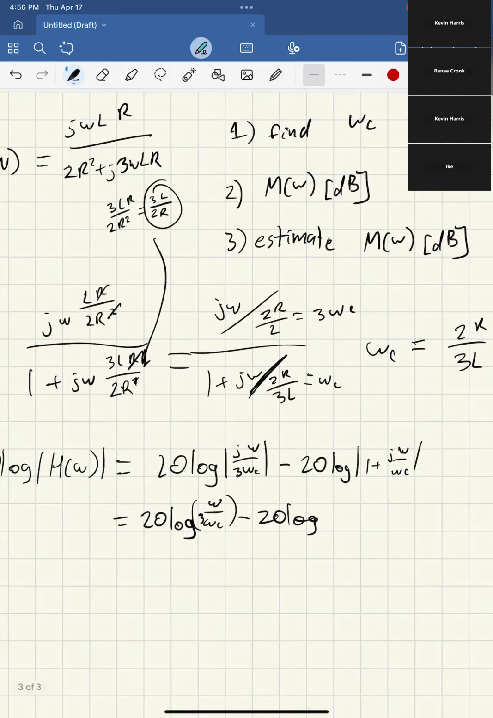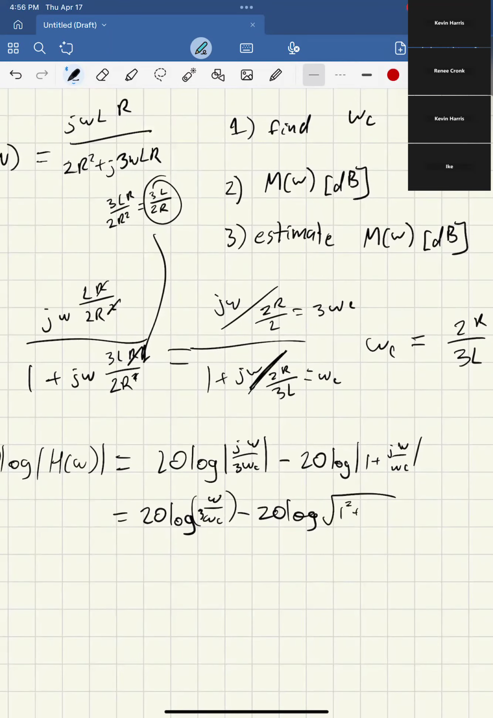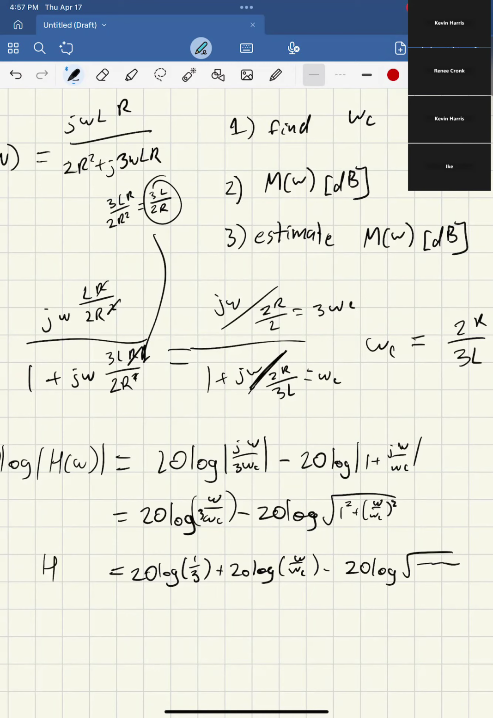20 log the square root of 1 squared plus omega over omega c squared, right? You could simplify it further by putting this over here, but we're not going to do that for now, and you'll see why in a second. You can also simplify it a bit more. This is 20 log of 1/3 plus 20 log of omega over omega c minus 20 log of all that stuff. And that would be your M of omega in decibels.